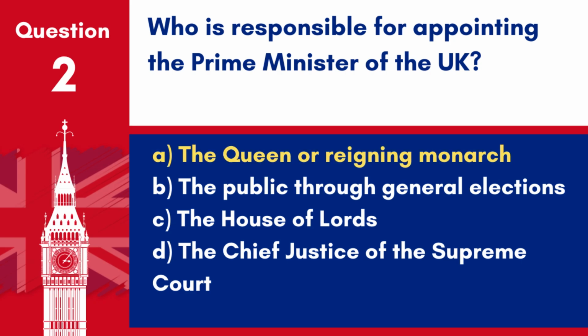Answer. A. The Queen or reigning monarch. The monarch appoints the Prime Minister, who is usually the leader of the political party that has the most seats in the House of Commons after a general election.